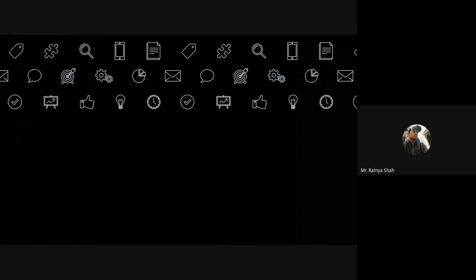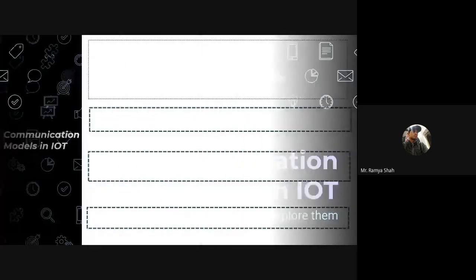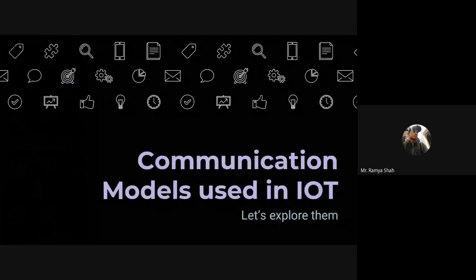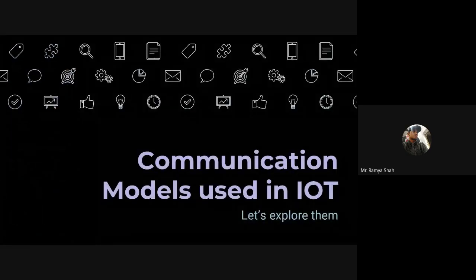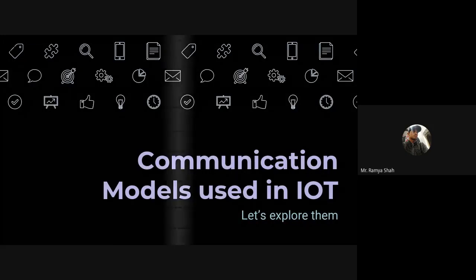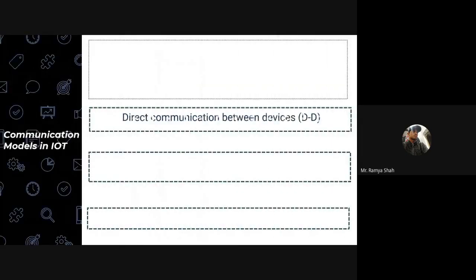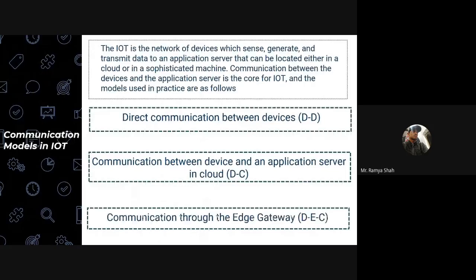Just moving into a brief overview about the communication models. Each and every lecturer of IoT defines it in a different way. Maybe I might be using some different way of describing the same. Direct communication between devices is the first way of communication. I am increasing my speed because I have a lot of other topics to be covered.